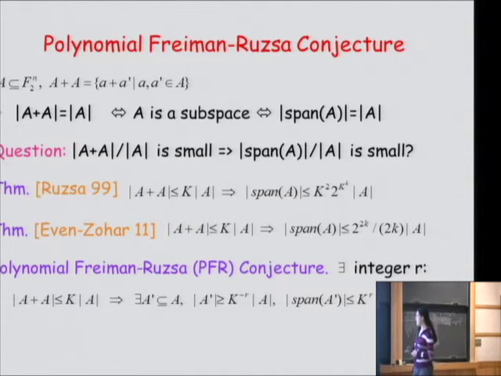And more precisely, the conjecture is that there exists some absolute integer R such that if the size of A plus A is at most K times the size of A, then there exists a pretty large subset A prime of A of size at least K to the minus R times the size of A, such that the size of span A prime is at most K to the R times the size of A prime. So maybe I write this conjecture also.